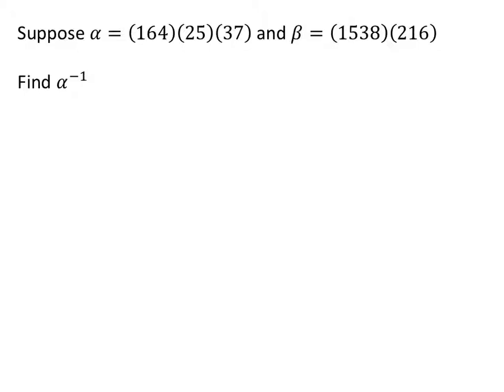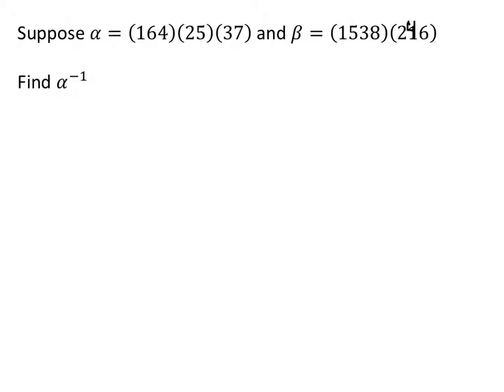Okay, we have a bit of a typo on this one. Over here, instead of saying 216, let's make this say 246. Okay? All right, so here we have two permutations that are in cycle notation: alpha, which is (1 6 4)(2 5)(3 7), and beta, which is (1 5 3 8)(2 4 6).